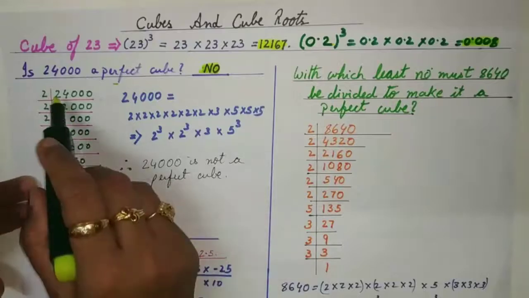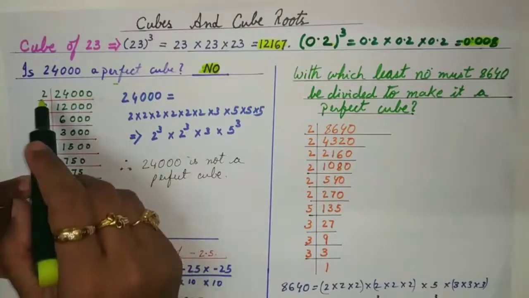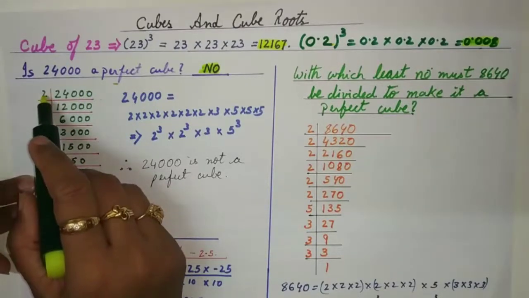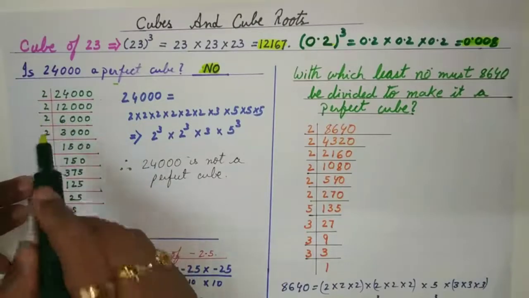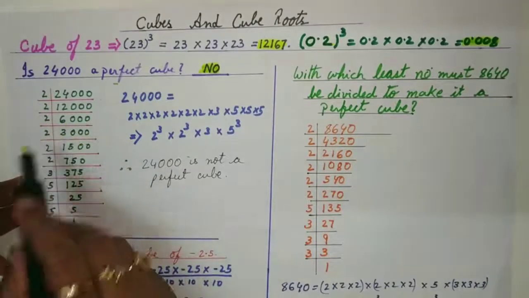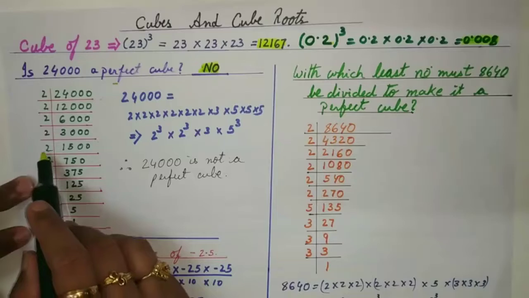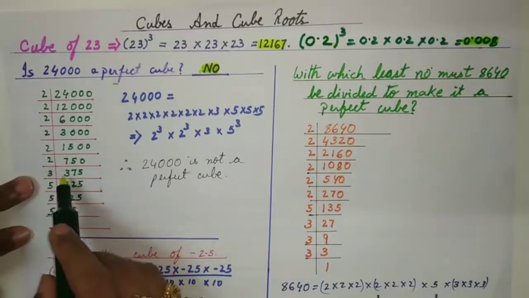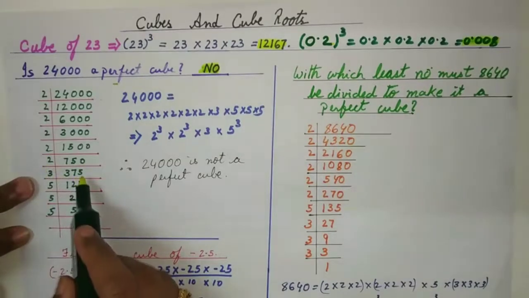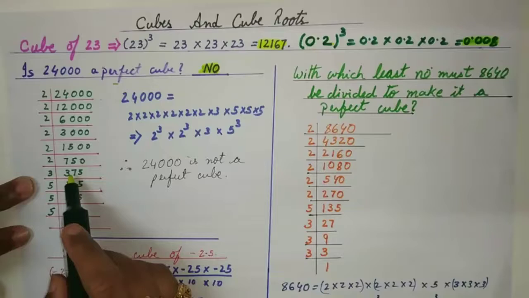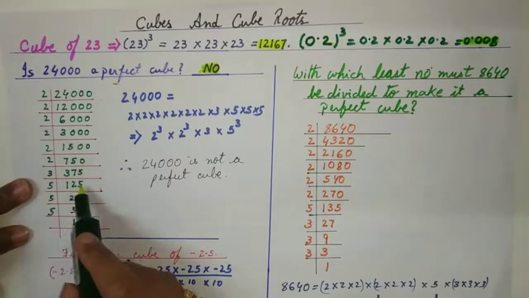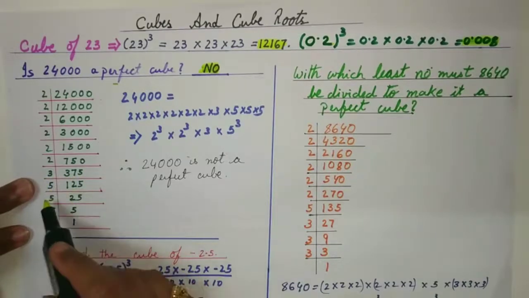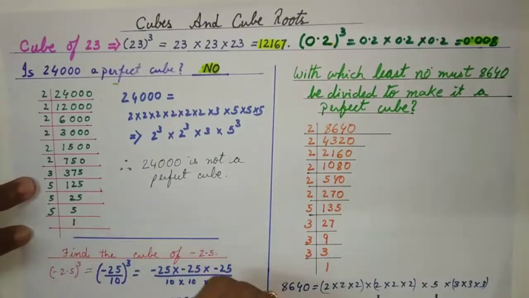So 24,000 is an even number, so divided by 2 gives 12,000, divided by 2 gives 6,000, divided by 2 gives 3,000, divided by 2 gives 1,500, by 2 gives 750, by 2 gives 375. When I add the digits, 7 plus 3 is 10, plus 5 is 15, divisible by 3, gives 125, by 5 is 25, 5 is 5 and 5 is 1.